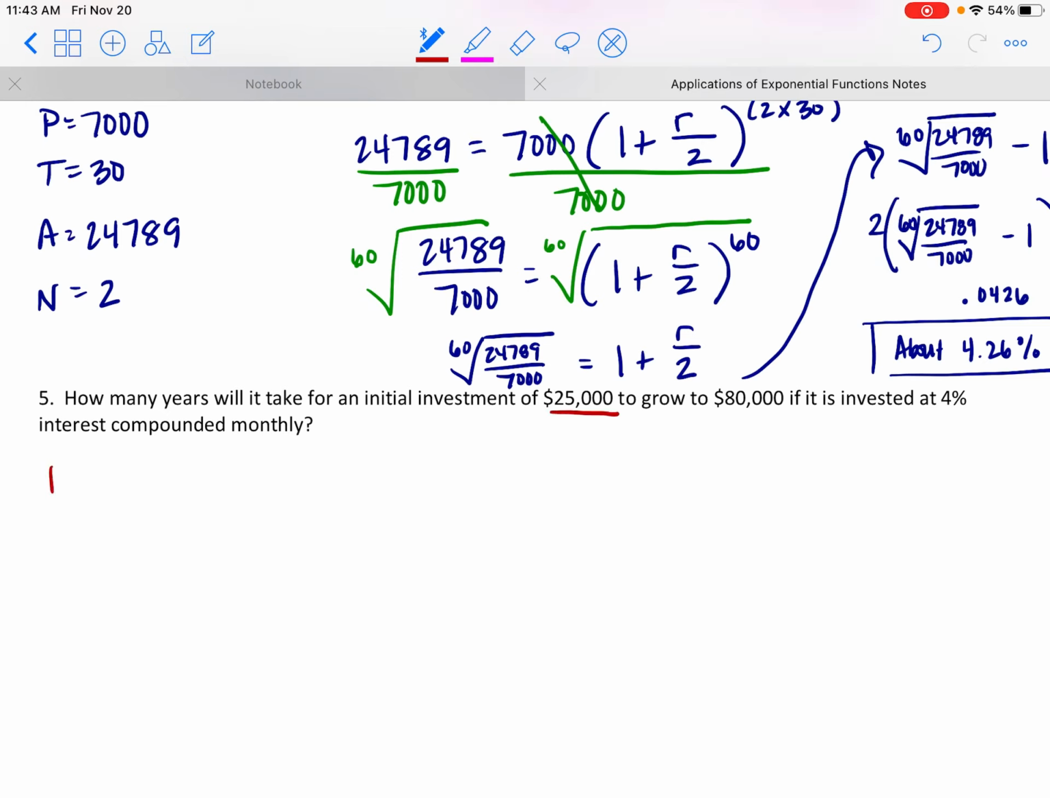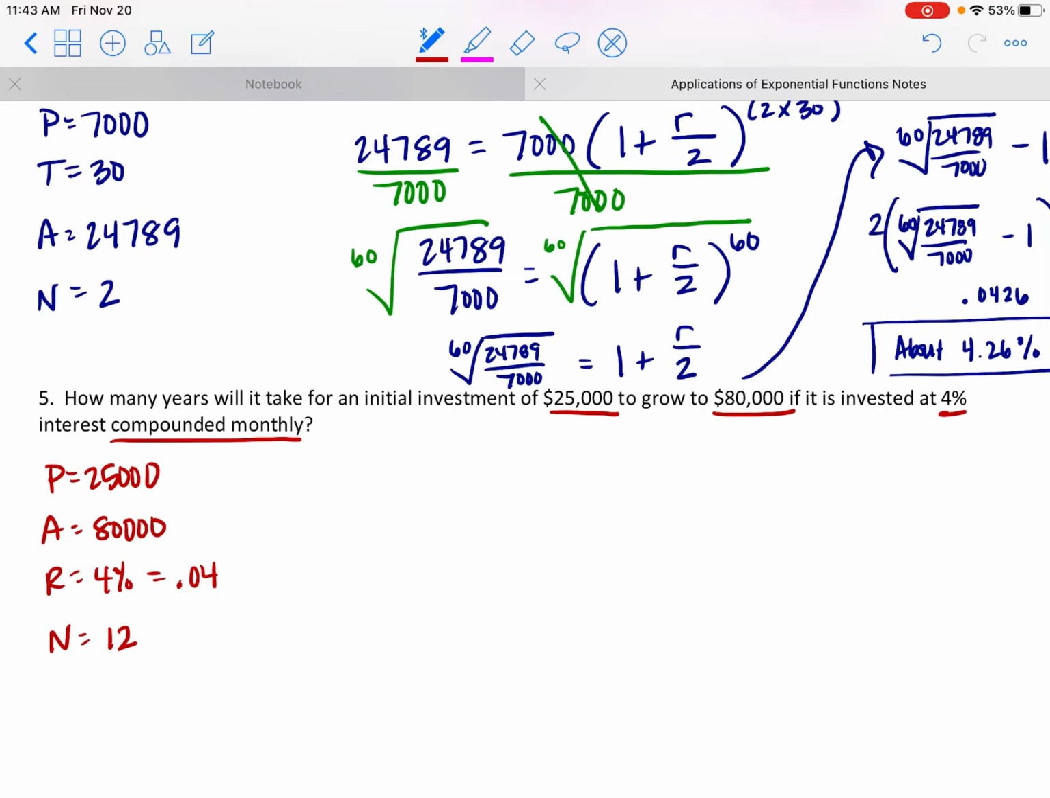25,000 is our initial investment, so P is 25,000. We want it to grow to 80,000, so our final amount is 80,000. And it's invested at 4%. And 4% is going to be 0.04 as a decimal when we plug it in. And interest is compounded monthly, means that n is 12. And so this time the only variable we're missing is t. And again, that's why it says how many years. So we're going to have to solve for t.